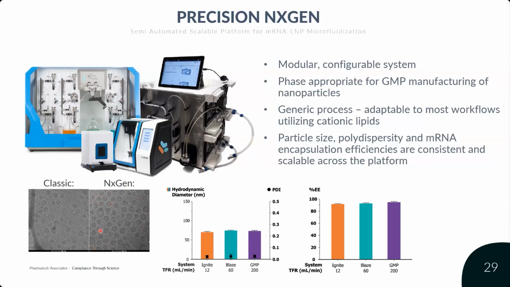So if you're getting consistent loading, you're getting a consistent dose, and you're getting pretty high encapsulation efficiencies on the order of 90 to 95%, which I think is quite great. And then really here, it compares the Ignite to the Blaze to the full GMP system.